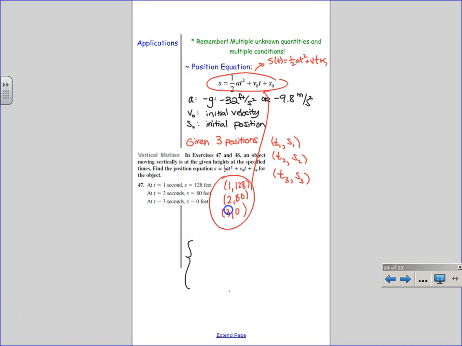So it's like we have x's and y's. So when I go to plug in, I'm going to have my first clue, 128 is my y. Y equals 1/2 a times t, which is 1 squared, plus v times t, which is 1, plus s. My next clue. And now it's time for me to plug in 2 instead. So 2 squared plus v times 2. I'm just plugging and chugging. And then y is 0 when x is 3.